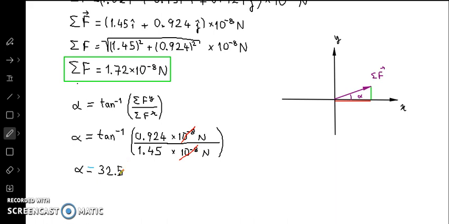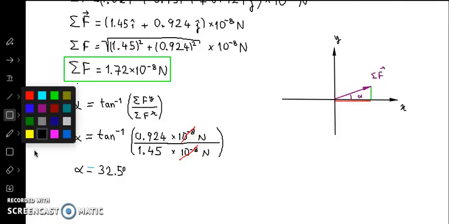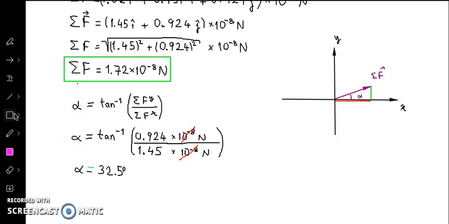Now, does this make sense? What's the meaning of this value? If you think about it, this is really just half of 65 degrees, right? Which is theta. Is it a coincidence? It's not a coincidence because there's a lot of symmetry in this problem.